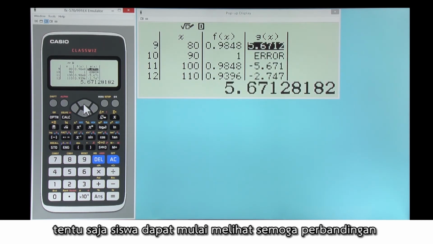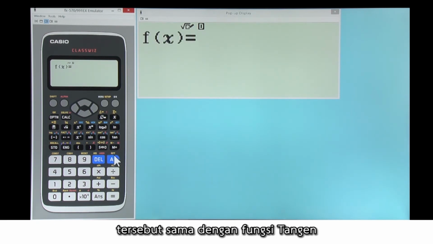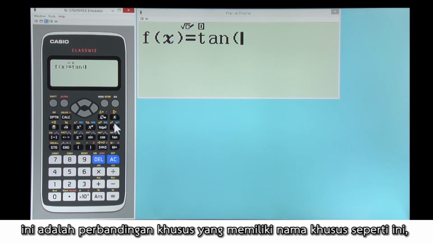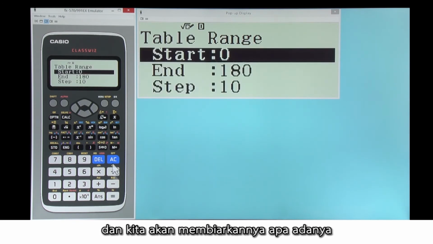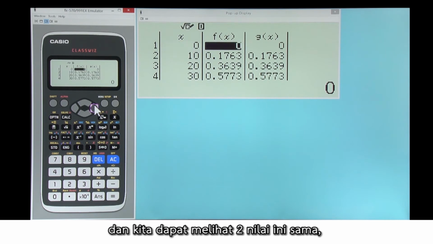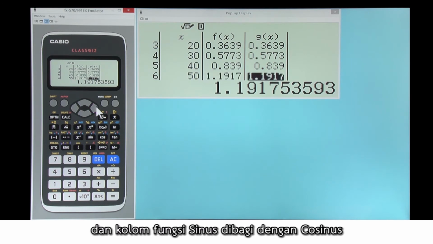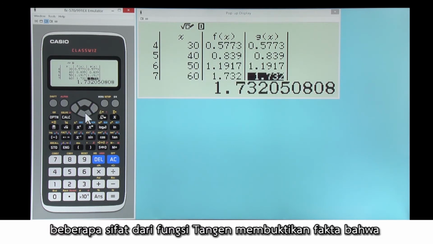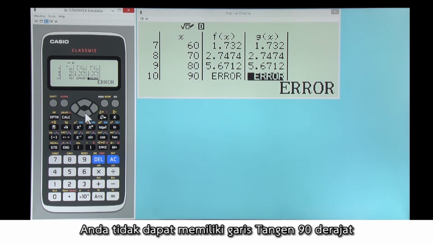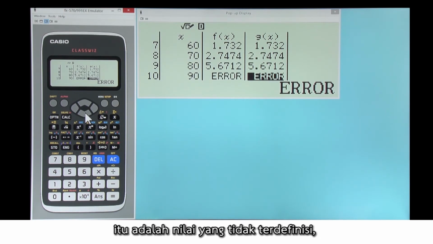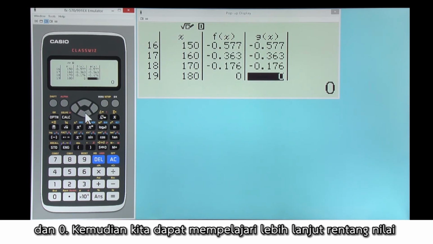Of course, students can begin to see, hopefully, that the ratio is the same as the tangent function. It's a special ratio. It has a special name. It looks like this. And we'll leave that one as it is. And we can see these two values are the same in each of the two columns, the tangent function and the sine divided by the cosine function. Some of the properties of the tangent function are evident. The fact that you cannot have a tangent of 90 degrees, it's an undefined value. The values get negative in the second quadrant and 0 again.